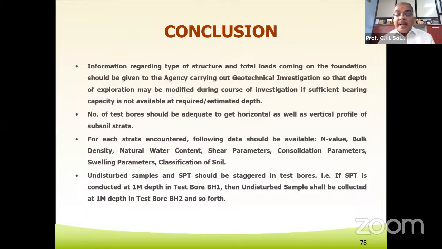The number of test bores should be adequate to get the horizontal as well as vertical profile of the subsoil strata. For each stratum encountered, the following data should be available: N value, bulk density, natural water content, shear parameters, consolidation parameters, swelling parameters, and classification of the soil.